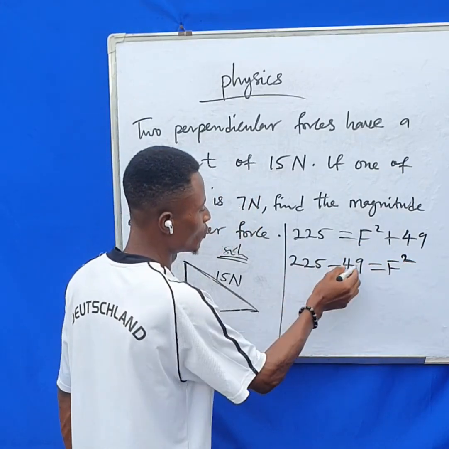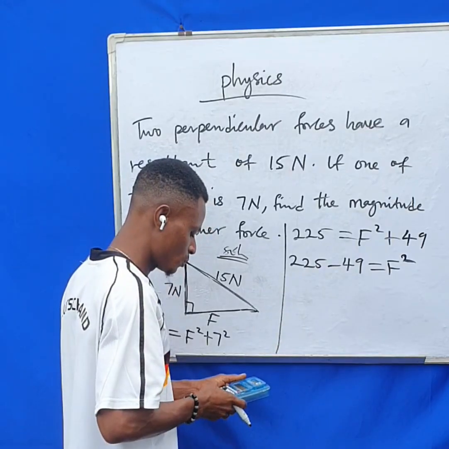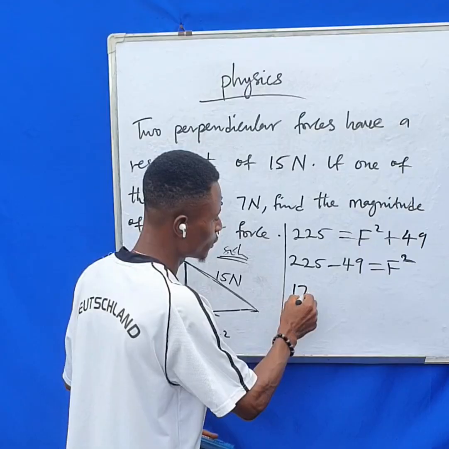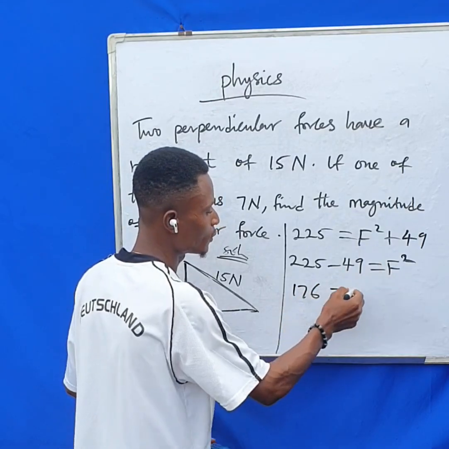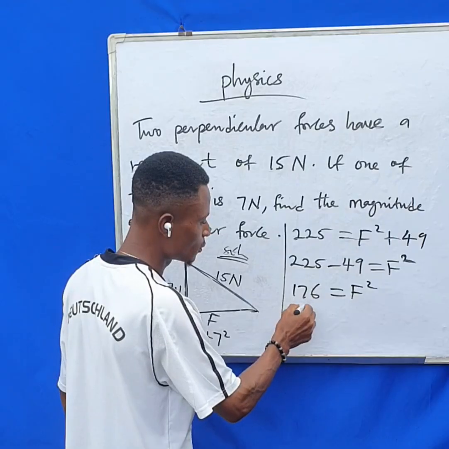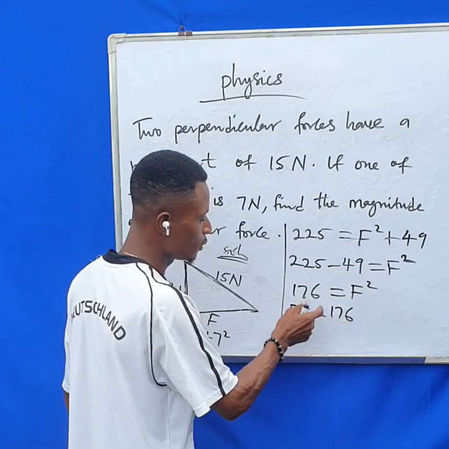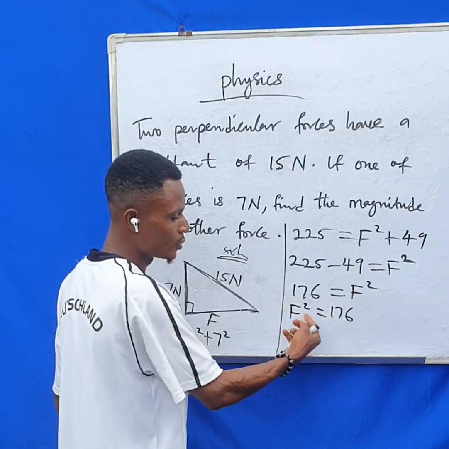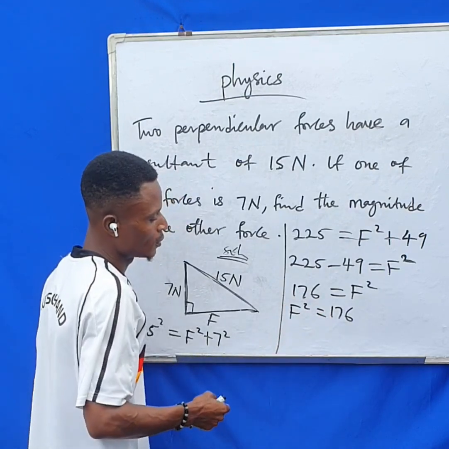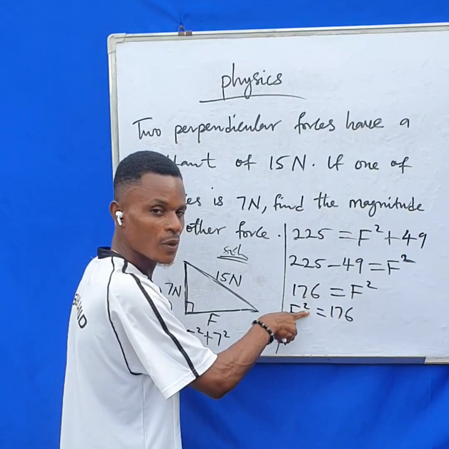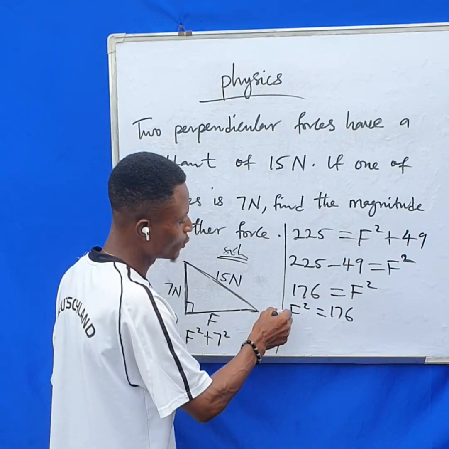So here we have this minus this. That's minus 49. We're going to have 176, equal to this F squared. This means that F squared is equal to 176. If this is equal to F squared, it means F squared is also equal to this side. I just rewrote what we have. Now we need F, not F squared. What do we do now to get rid of this power 2? We have to take the square root of both sides.